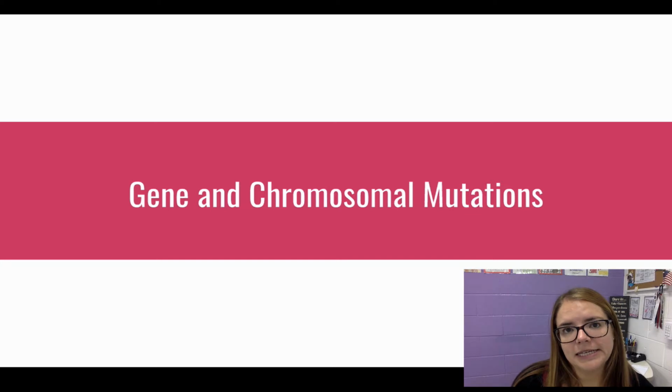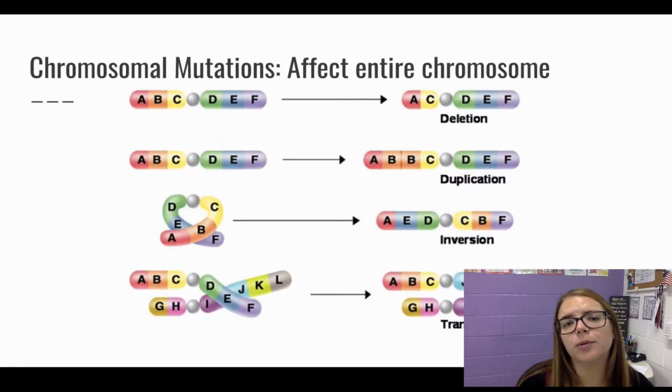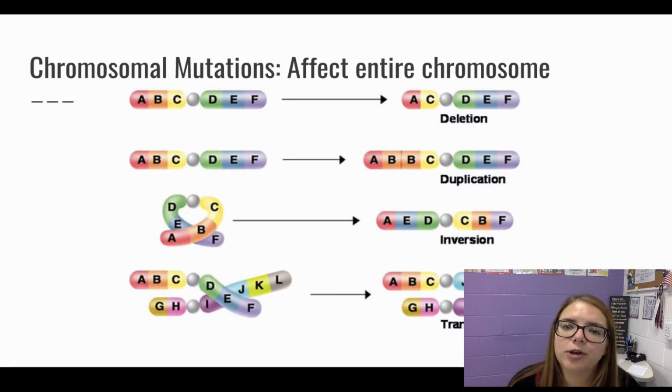So there are two main types of mutations. There are gene mutations and there are chromosomal mutations. So we're going to talk about both. A chromosomal mutation is a mutation that affects an entire chromosome. So remember, you have 23 pairs of chromosomes, 46 total, right? And on those chromosomes, you have thousands of genes. So if you have a chromosomal mutation, because it affects an entire chromosome, it can affect thousands of genes. So most chromosomal mutations are super dangerous and very few are possible to even live with.